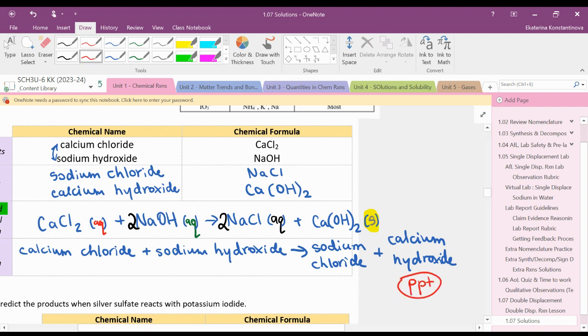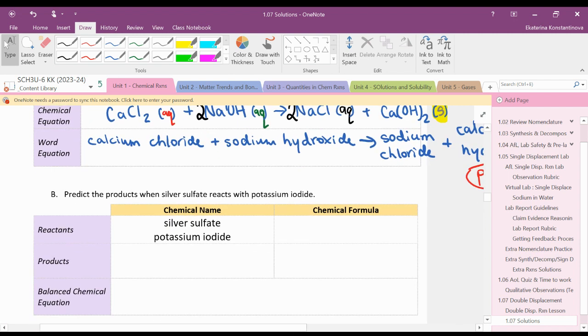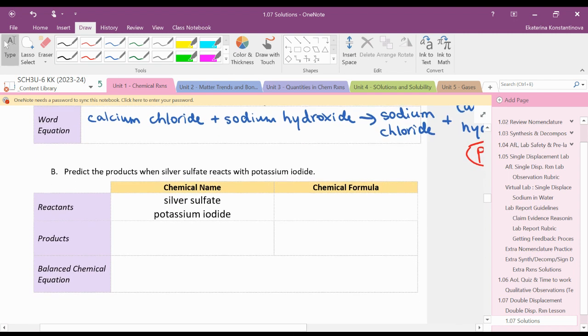Okay, that's your solid. So let's try one more together, and then I will wrap up this video, and you can practice on your own and check your solutions for the rest of the worksheet. So predict the products when silver sulfate reacts with potassium iodide. Okay, so my reactants are silver sulfate, right? That's a polyatomic. You're all memorizing these as you go because on the test you need to know them.